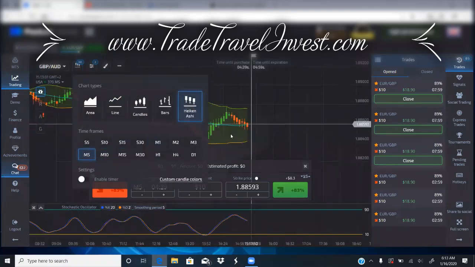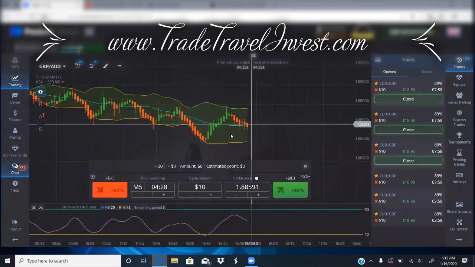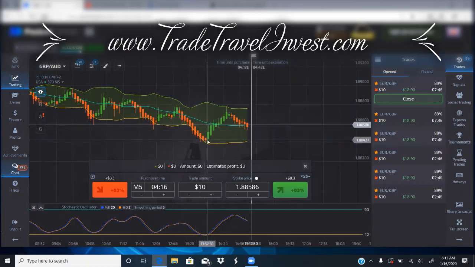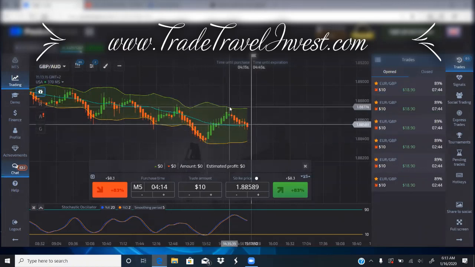And as you can see, this is why we're taking this trade. We saw price hit this upper Bollinger Band and then rally all the way down. It hit the upper Bollinger Band again right here, and then price rallied all the way down. Same thing right here, hit the upper Bollinger Band, and now it's on its way back down.